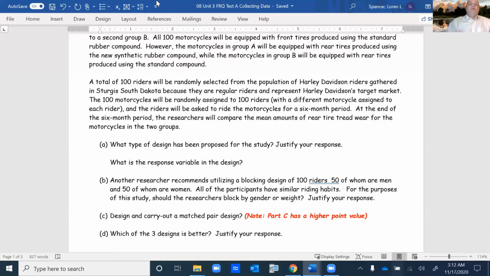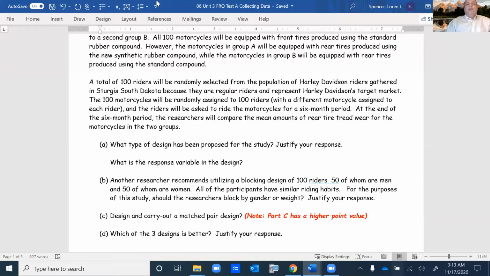When you put all the names in a single hat, or you number all the riders 1 to 100, and you randomly select, because it's a single bin or a single hat, this makes this a completely randomized design. So in a completely randomized design, everyone is going into a single bin or single hat. That is different than a block design, where you'll have a hat or bin for every single block.